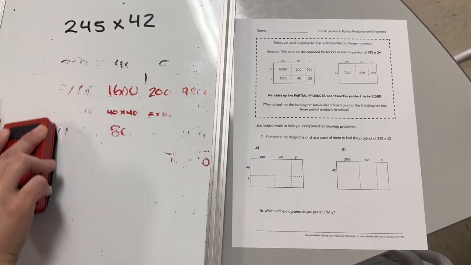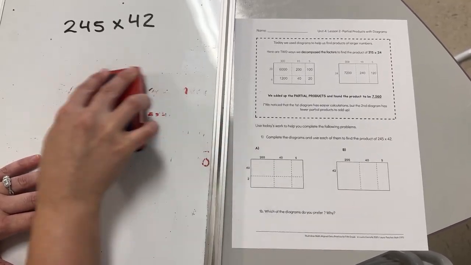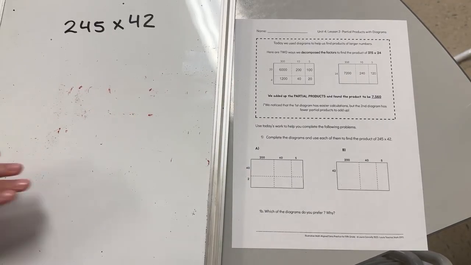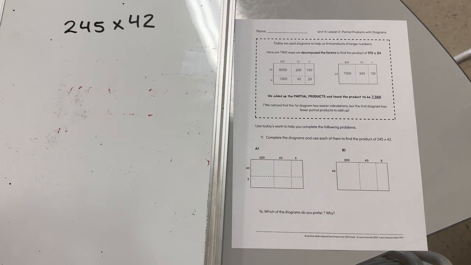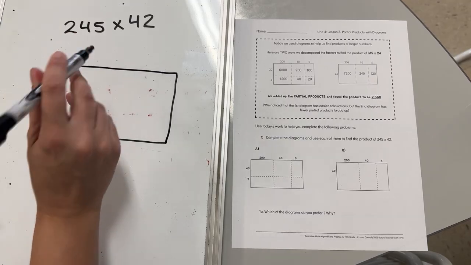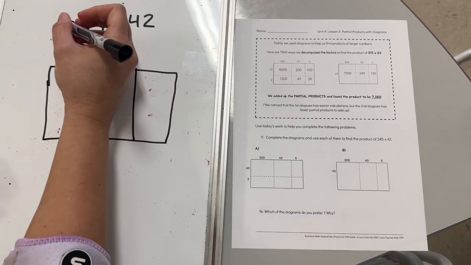With B, I'm using the same equation. I'm just decomposing the number in a different way. So you'll notice that on this picture, they just have 42 on the left-hand side. They didn't break it into 40 and 2. So I'll go ahead and make my area model. I don't need to split it on the side, so I'll only split it on top.